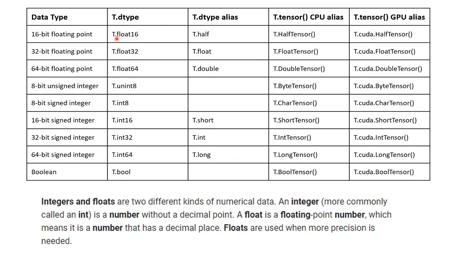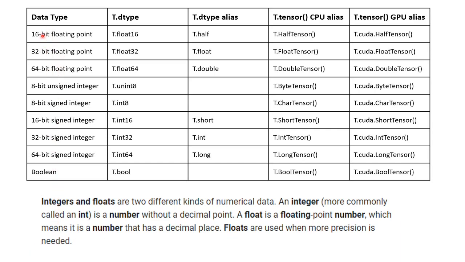This is code from TensorFlow, and we're going to be working with Pytorch. I'll show it to you in Pytorch, but this chart gives a good overview of the different numeric values. So what's the difference between an integer and a float? Integers and floats are two different kinds of numerical data. An integer, more commonly called an int, is a number without a decimal point. A float is a floating point number, which means it's a number that has a decimal place. Floats are used when more precision is needed.